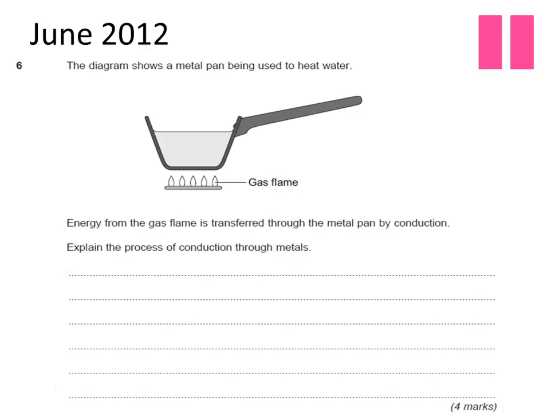So I've got one here from June 2012. If you want to pause it here and have a go, you can. Question 6, they usually, at the end of the paper, they tend to be the A star type questions. This one has been done so badly in the past because it's a very misleading diagram. So it says the diagram shows a metal pan being used to heat water, shows you a gas flame, it shows you a pan, shows you some water. Energy in the gas flame is transferred through the metal pan by conduction. They're telling you that. It then says explain the process of conduction through metals.